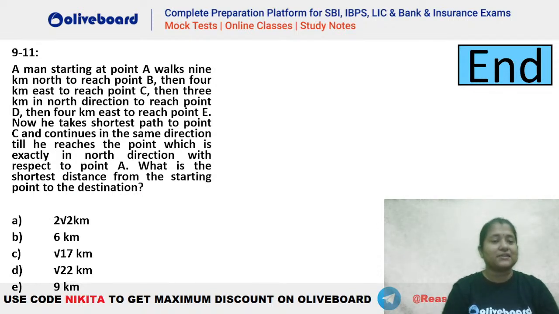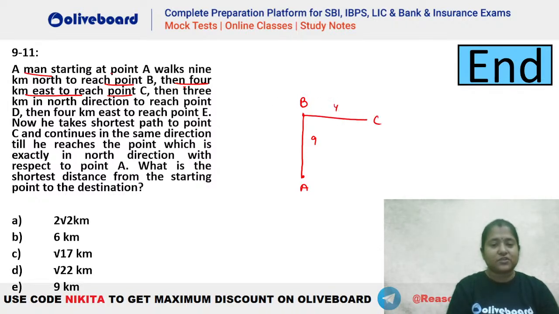Okay. So you can see, let's say a man starting at point A. Let's say this is your point A, walks 9 kilometers north. Okay, so let's say this is 9 kilometers north to reach B. Then 4 kilometers east to reach point C, then 3 kilometers north to reach point D, then 4 kilometers east to reach point E. That means this will be your E, and this is going to be your 4 kilometers.